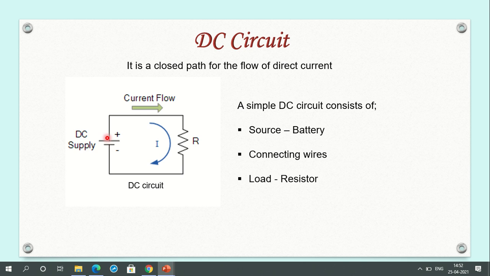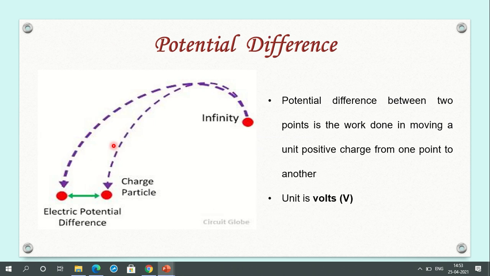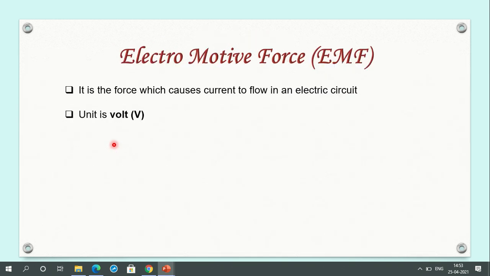So EMF of a battery or generator is the potential difference between its terminals when no current is flowing through it. That is electromotive force. So electromotive force is equivalent to a voltage. So its unit is also volt.